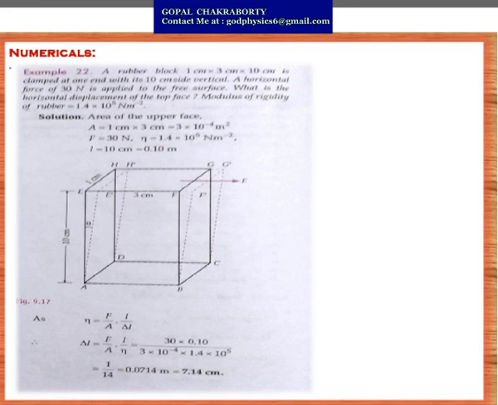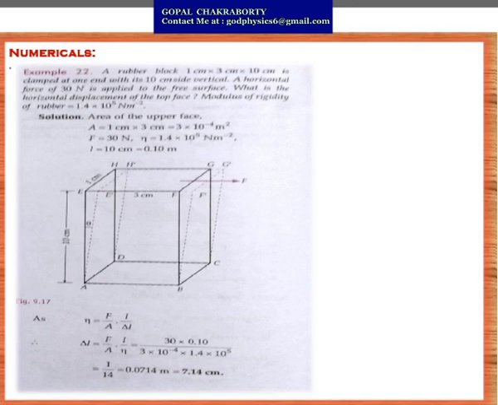So area is given, 1 centimeter into 3 centimeter, that means 3 into 10 to the power minus 4 meter square. Force is 30 Newton. The rigidity modulus given, eta, equals 1.4 into 10 to the power 5 Newton per meter square, and the length is 10 centimeter, that means 0.10 meter. As you know, eta, the rigidity modulus, equals F by A whole divided by del L by L. From there you can write del L, the change in length, equals F by A into L by eta. Now if you substitute all the values, you will get 0.0714 meter or 7.14 centimeter.